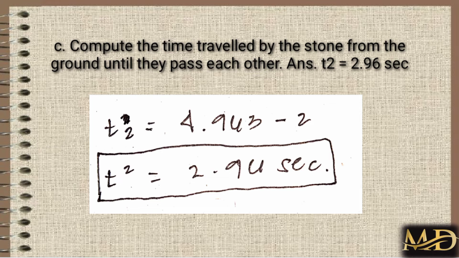Letter C, compute the time traveled by the stone from the ground until they pass each other. T2 is equal to 4.96 minus 2, therefore T2 is equal to 2.96 seconds.